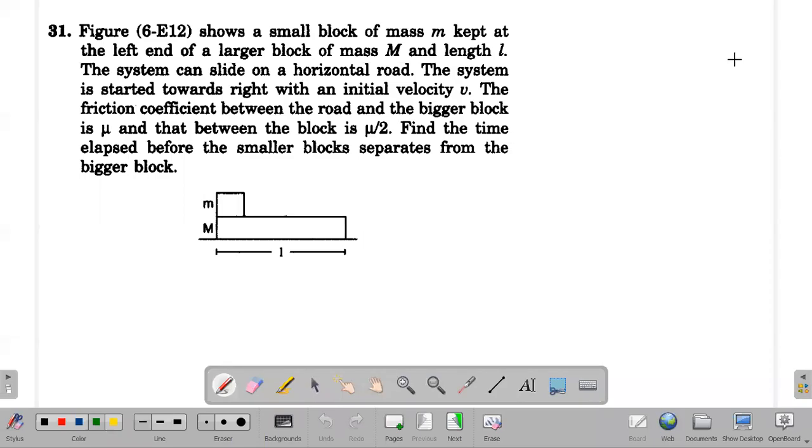Hello friends, this is problem 31 from the chapter Friction of the book H.C. Verma. In this question we have two blocks of given masses, capital M and small m, and what the question says is as follows.